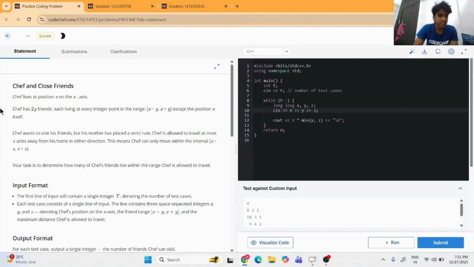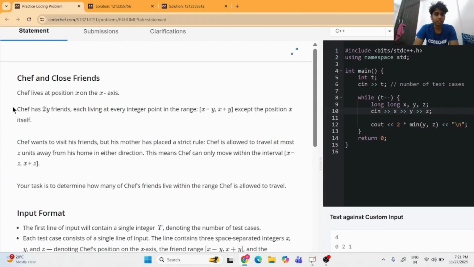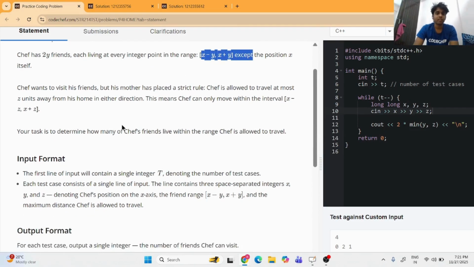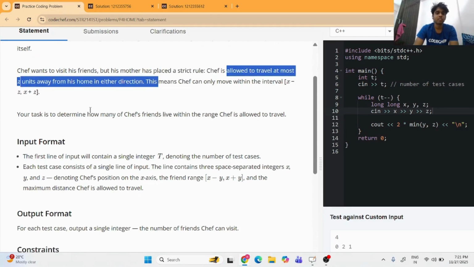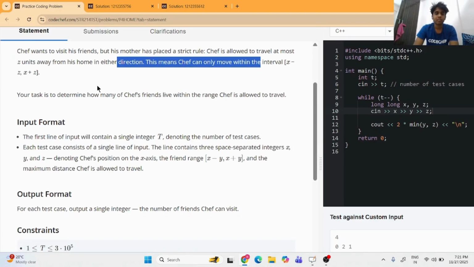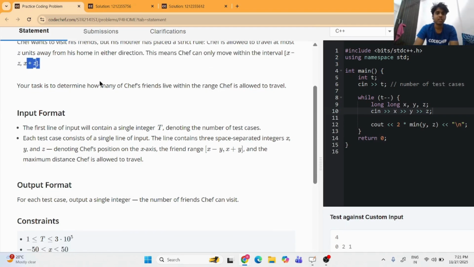So guys, the problem says Chef lives at position X on the x-axis. Chef has two Y friends, each living at every integer point in the range [x minus y, x plus y], except the position X itself. So Chef wants to visit his friends, but his mother has placed a strict rule. Chef is allowed to travel at most z units away from his home in either direction. This means Chef can only move within the interval [x minus z, x plus z]. Your task is to determine how many of Chef's friends live within the range Chef is allowed to travel.